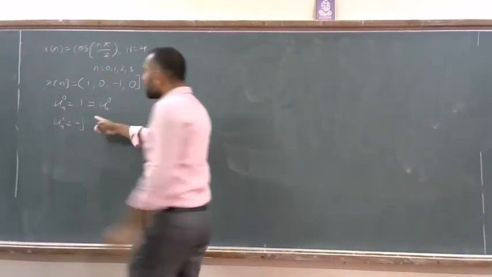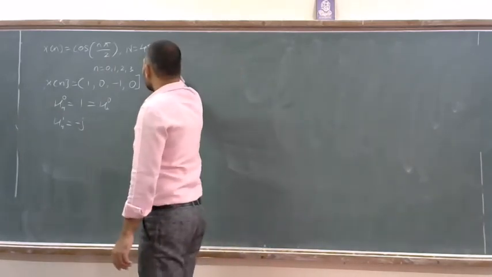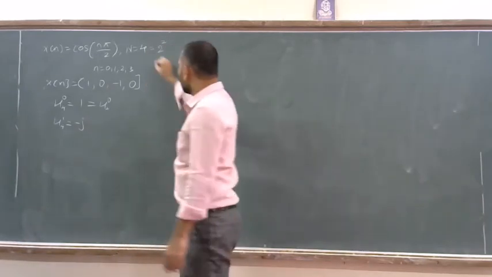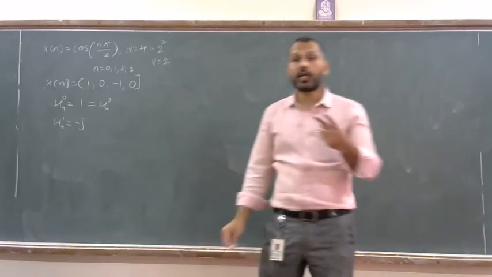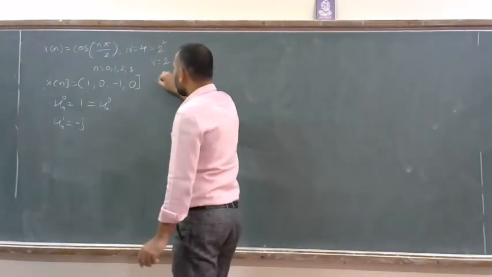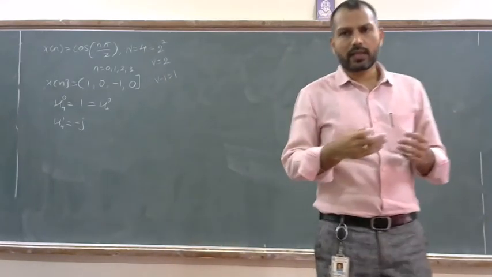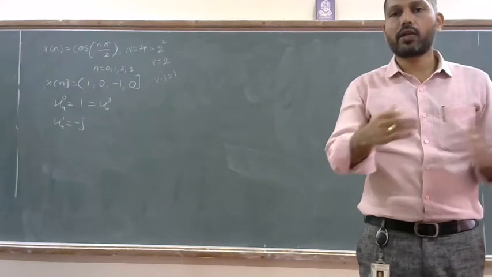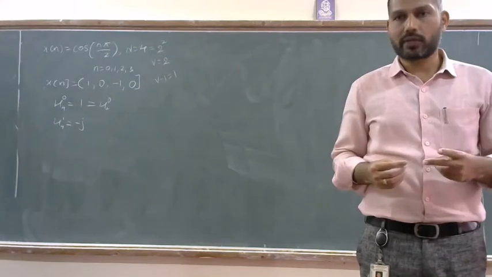Now, how many stages will be in the butterfly? Capital N is 4, it can be expressed as 2 to the power 2, therefore v is equal to 2. There will be only 2 stages. And how many decimations? v minus 1, that is 1. One decimation, that is, this 4-point sequence will be decimated into even-numbered samples and odd-numbered samples. That will give us two 2-point sequences.